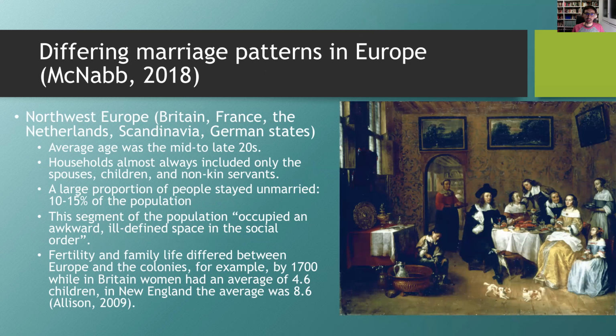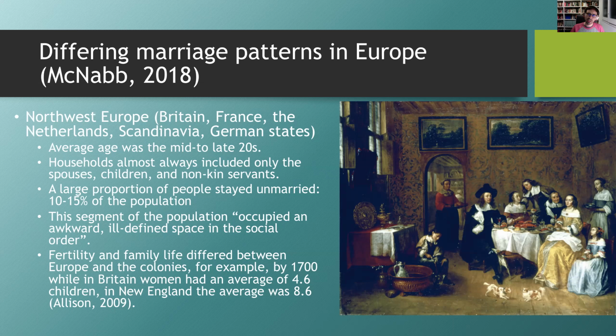Now, in these societies, the average age of marriage for both men and women was the mid to late 20s. But by that time, people who became married had already been somewhat emancipated, or had at least developed some means to come into this union. So they were not entirely dependent on their families. And then once they got married, households would almost always include only the spouses and their children, and perhaps non-kin servants. That is, the households did not include a large extended family.